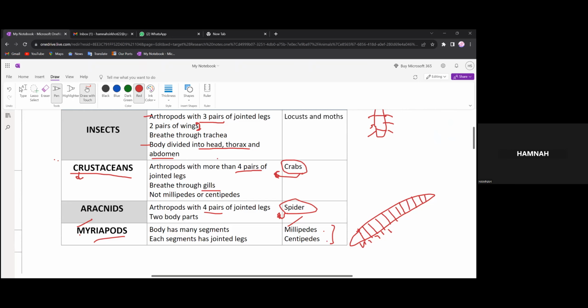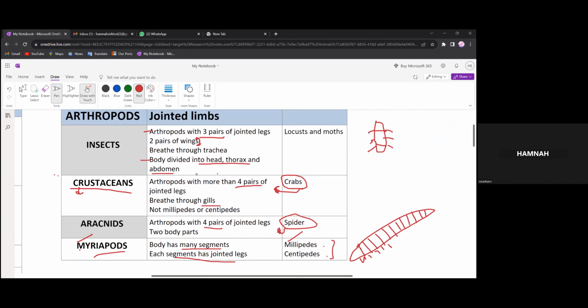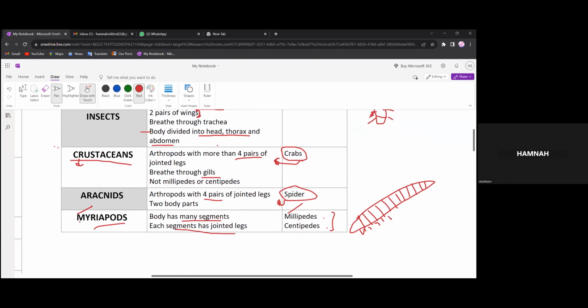You see that these have so many segments. These are body segments. They have multiple segments in their body, and each segment has jointed legs. When we talk about the head, thorax, and abdomen, the head of an insect does not have any jointed legs. A head may have antennae, but no legs come out of it. The legs come out of the thorax and the abdomen in insects. But in myriapods, every single segment has its own limb.